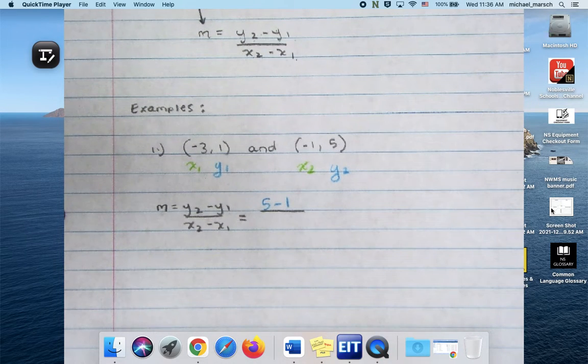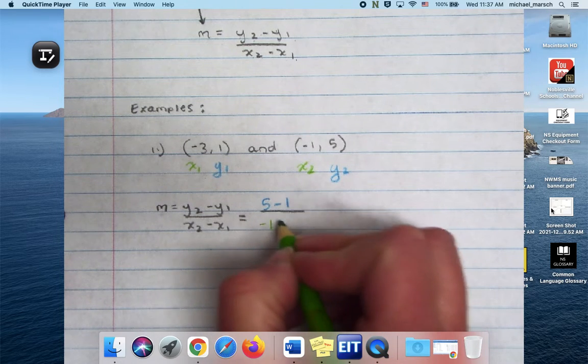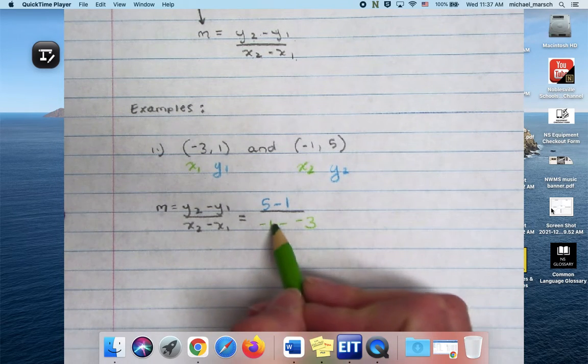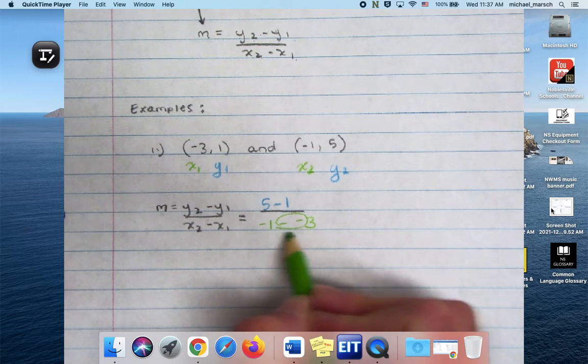I'm going to do the same thing for the denominator. What's going to be my subtraction problem that's going to be in my denominator? -1 minus -3. We all know that this minus a minus turns into adding.